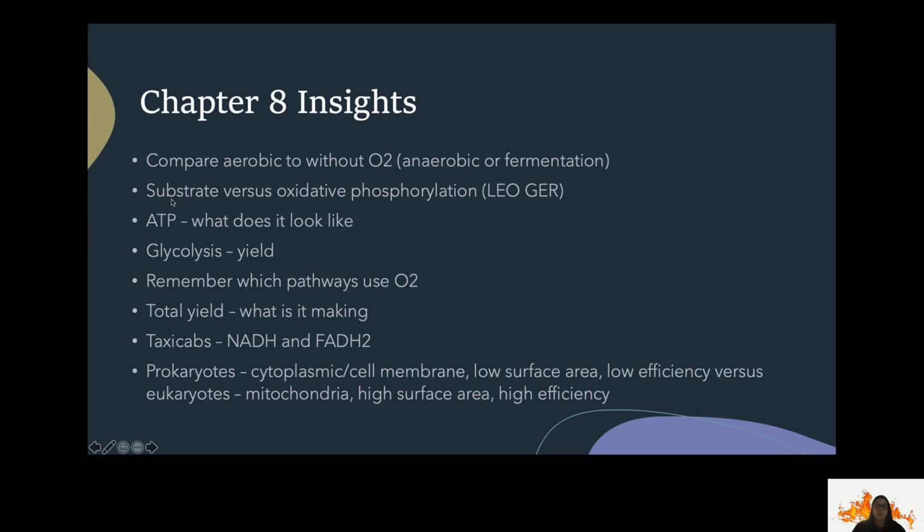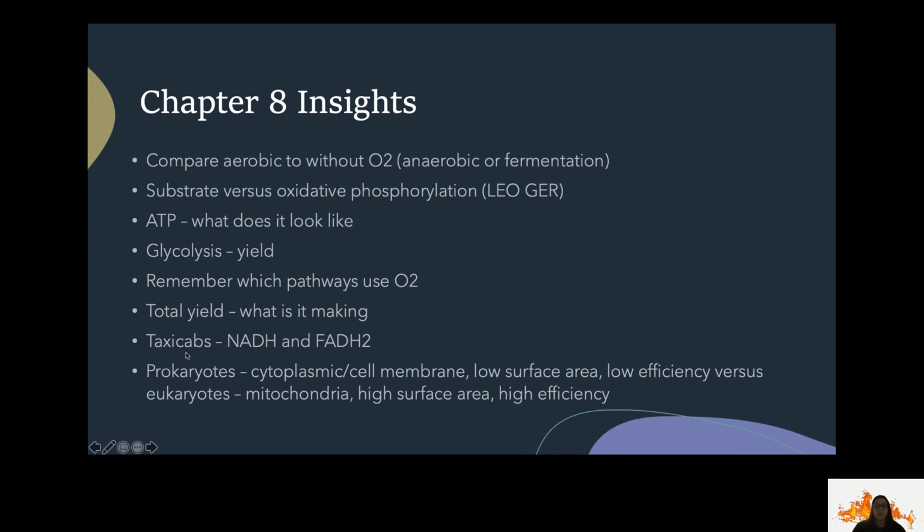Before we got there, though, we did address the fact that you have to utilize either substrate-level or oxidative phosphorylation. And oxidative phosphorylation reminds us of the fact that there are reactions in the body where electrons are moved. We reminded ourselves of the structure of ATP. Then we went through the steps of the pathways, but mostly focused on how to take away the yield from each of those. So the glycolysis yield, remember which pathways use those gases. We then looked at the total yield.